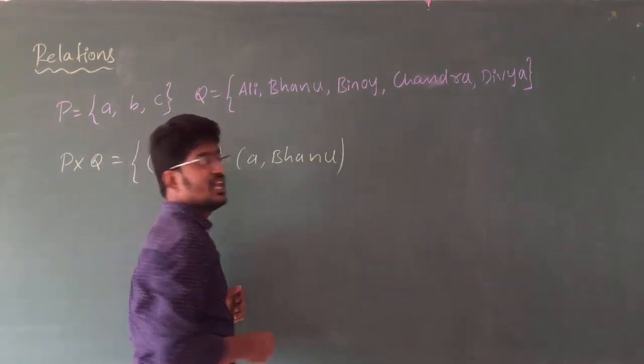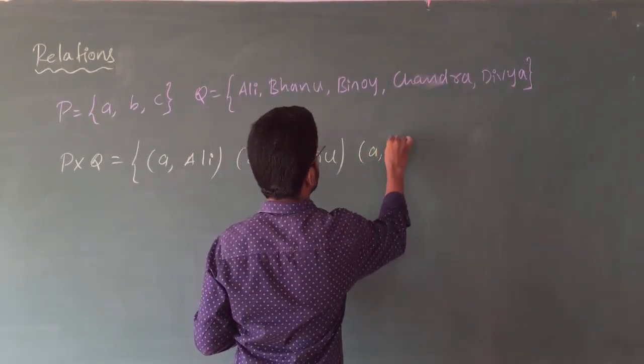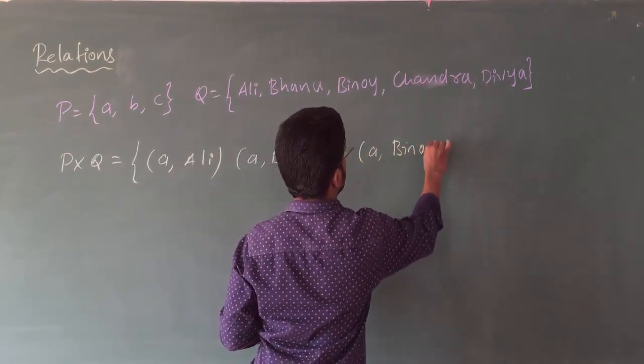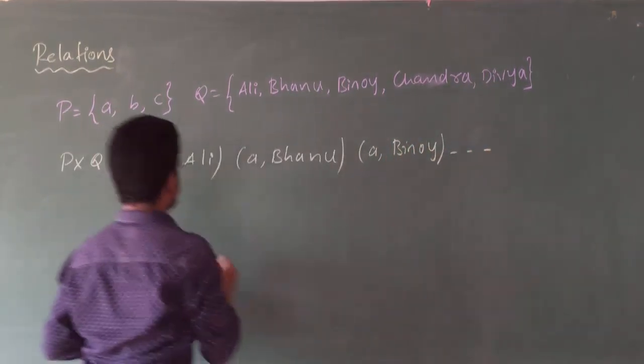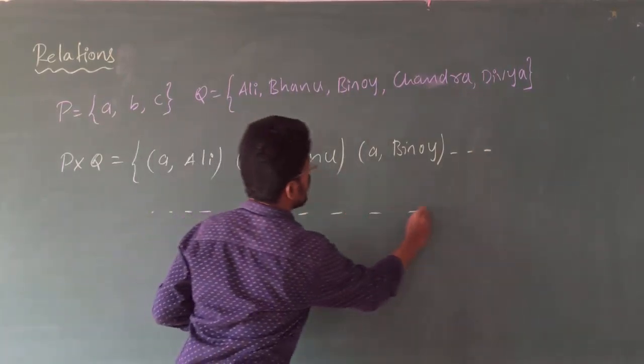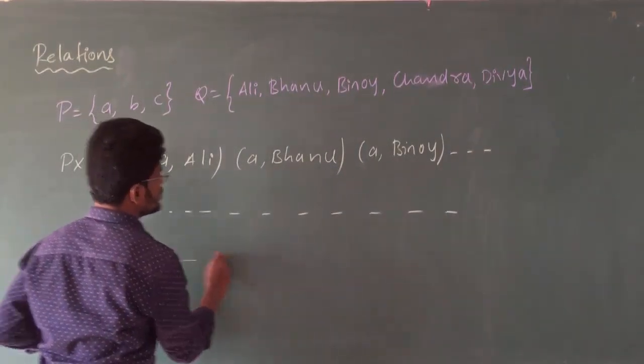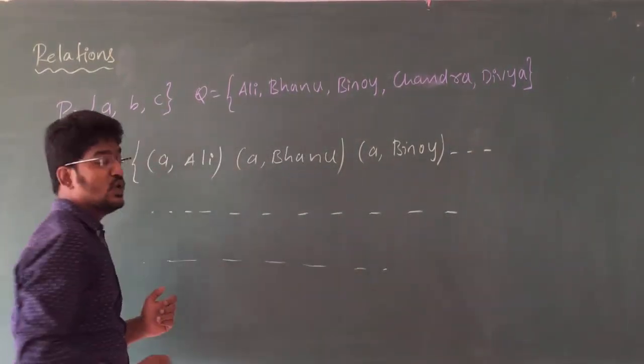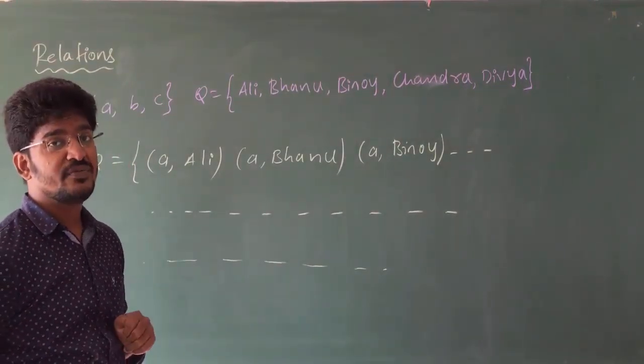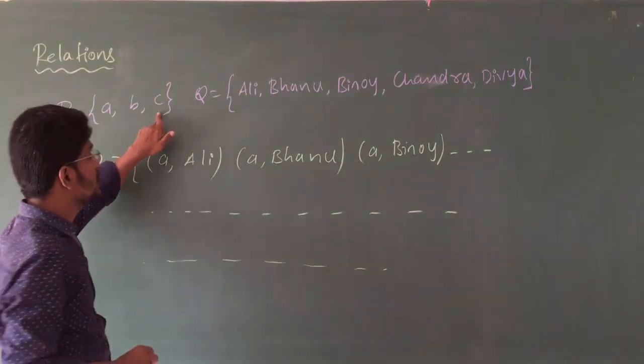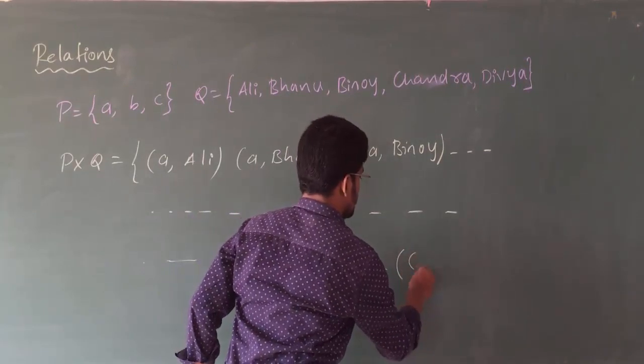What will be the third element? A, Binoy. So on. It continues so on, and it continues so on. Can you guess the last element? The last element will be C, Divya.